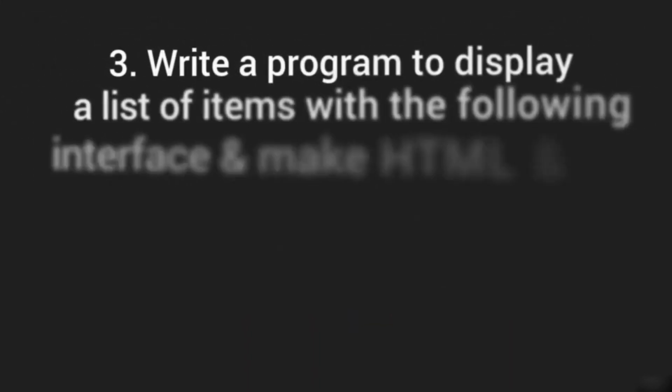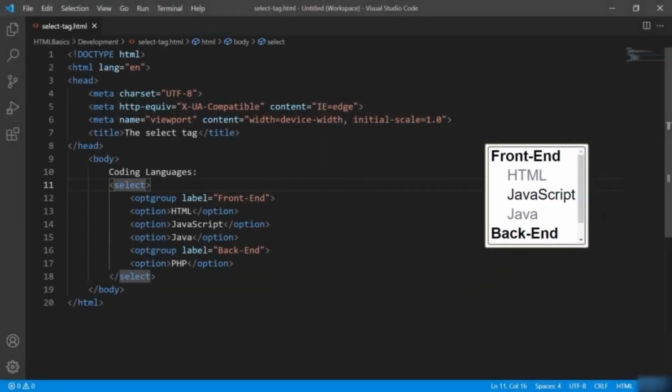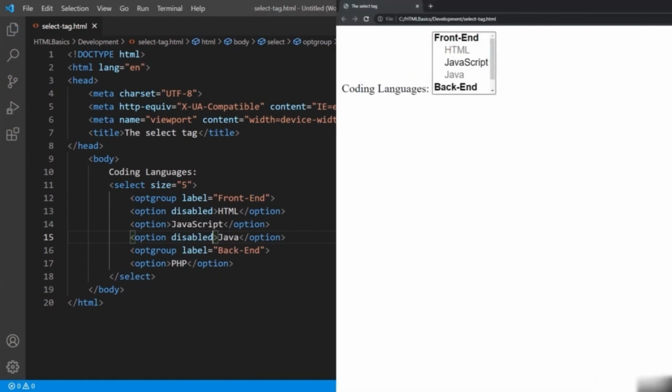Now there is a practical question: write a program to display a list of items with the following interface and make the HTML and Java options disabled. Alright, so looking at the interface, you can tell it's not a drop-down, but it's a scrollable box. So we will have to use the size attribute, and let's say we want to show 5 items, so we'll say size is equal to 5, and to disable the HTML and Java options, I'll add the disabled attribute with this option and here as well with Java. And now let's check the output, so you get the desired result.